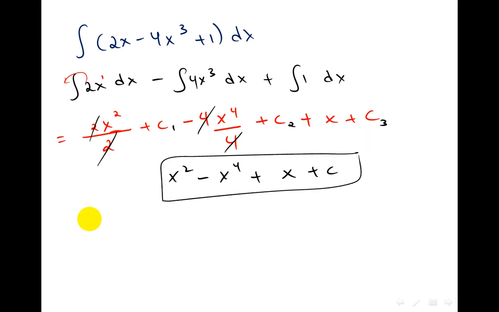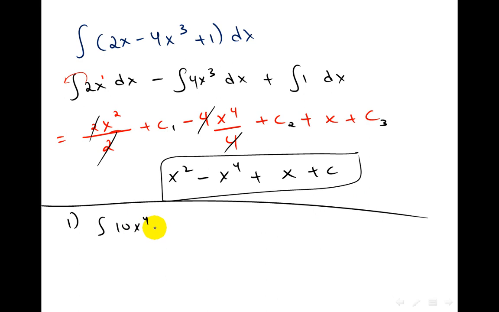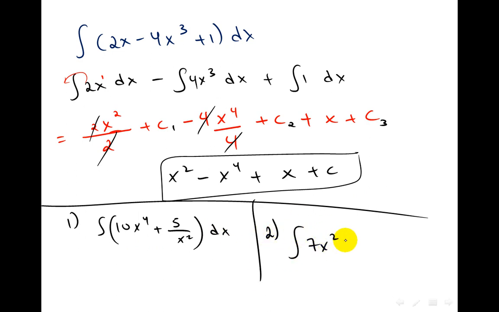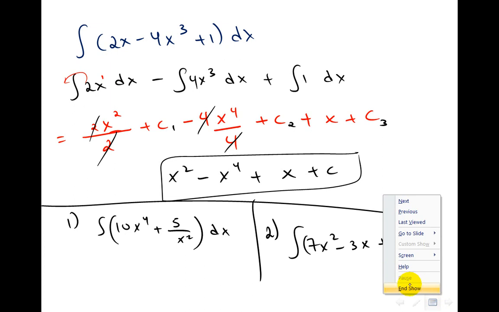I'll give you 2 questions that I want you to integrate by yourself. The first one is integration of 10x to the power of 4 plus 5 over x squared dx. Second one, integration of 7x squared minus 3x plus 2 dx.